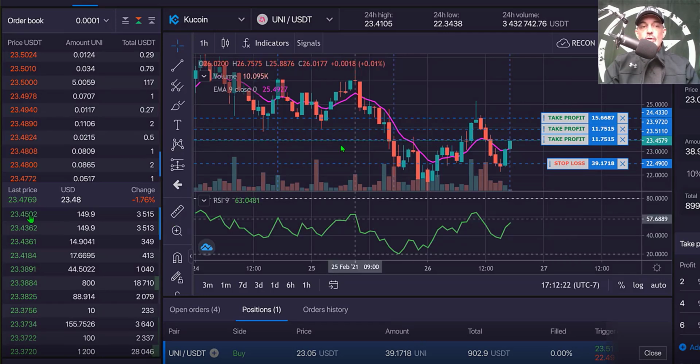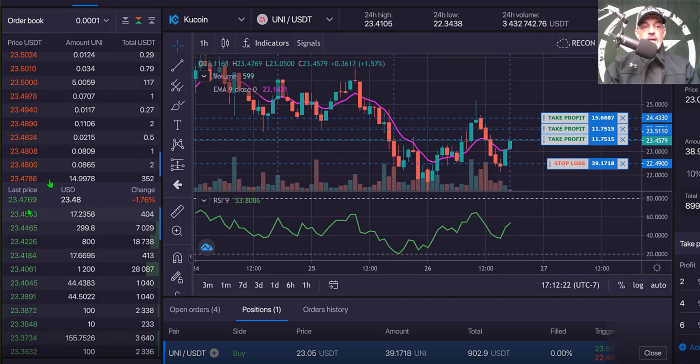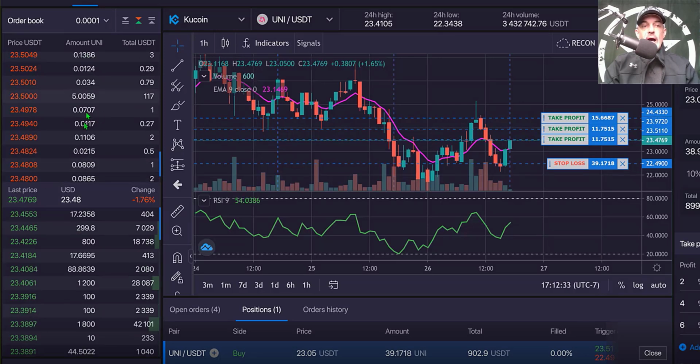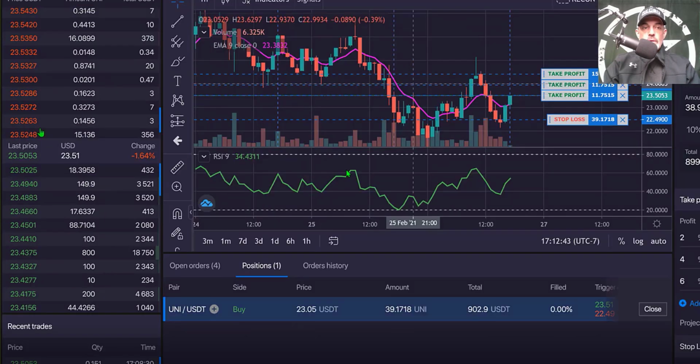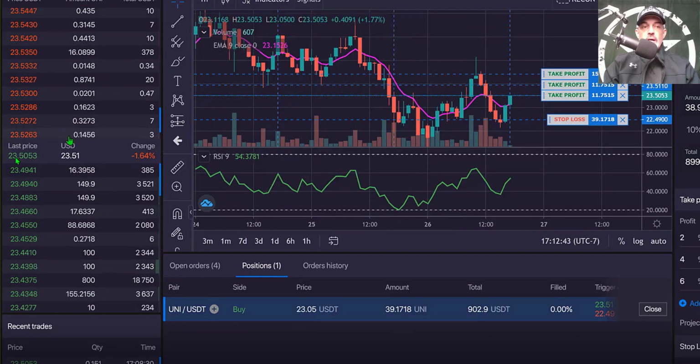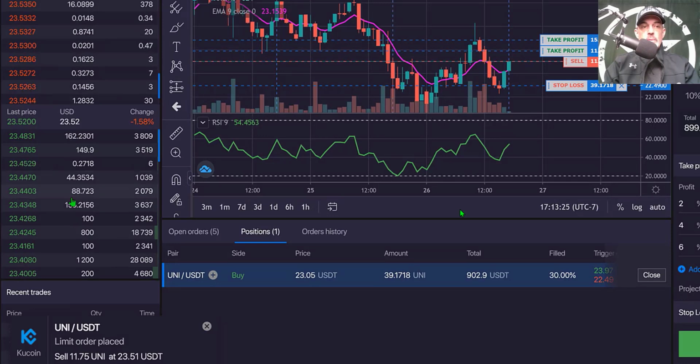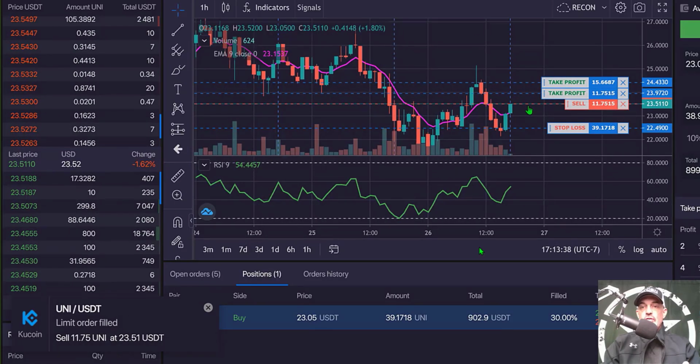And now we're getting closer to my target. The bids are stepping up. And we're wide open on the way up to that first target of 23.51. And we're just about to pop. The last price was 23.50. And all of a sudden it just jumps to 23.52 on the ask. And we hit it. So now my limit order has been placed because we've hit my target. And the limit order was filled. So now I just have 2 targets left to go.